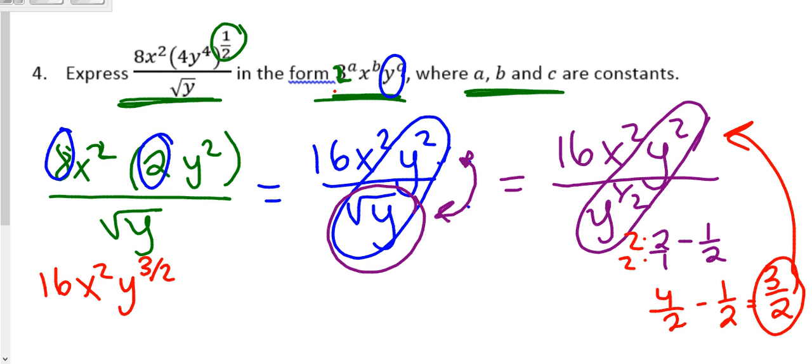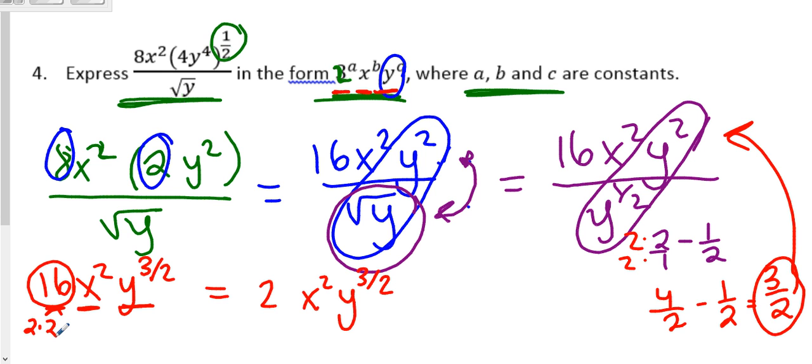Now be careful. We need 2 to a power, x to a power, and y to a power. We have x to a power. We have y to a power. But our number is 16. We need to think about if there are any ways that we can write that as 2 to a power and leave x squared y to the 3/2. To get 16, we can have 2 times 2 is 4, times 2 is 8, times 2 is 16. So we would need 4 of them. So 16 is 2 to the 4th.